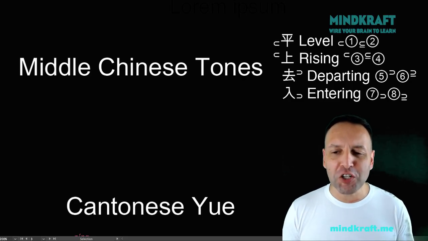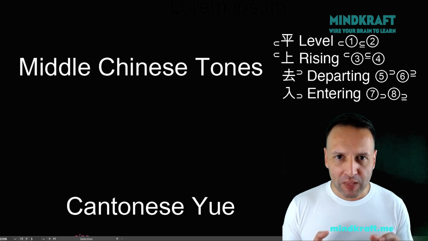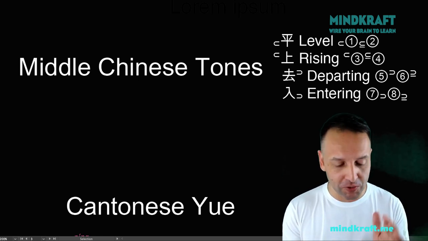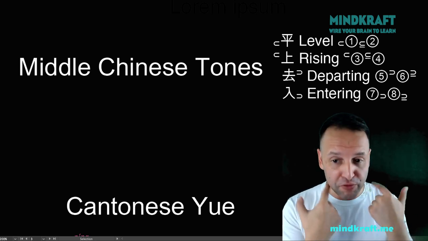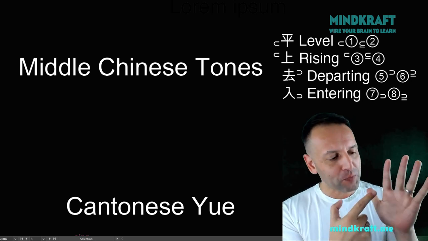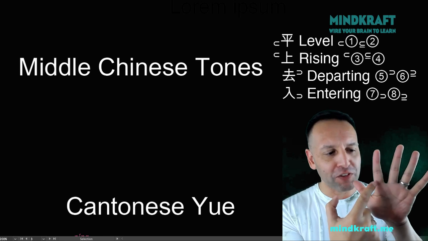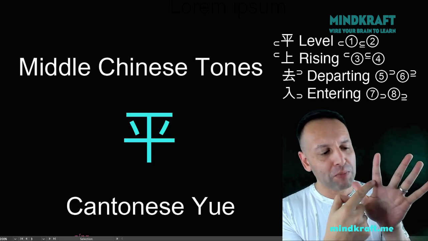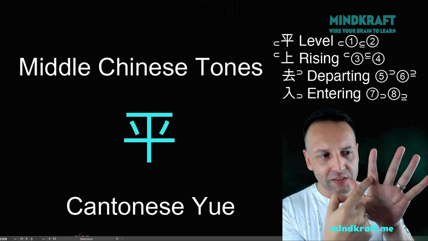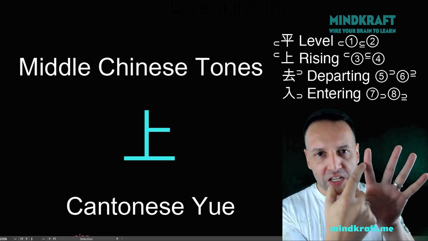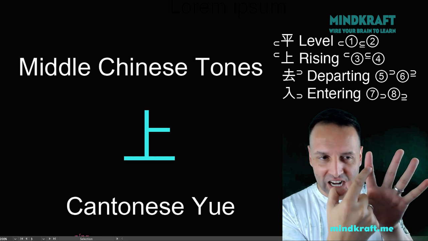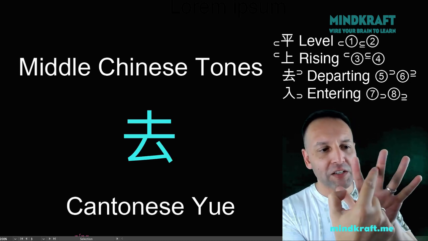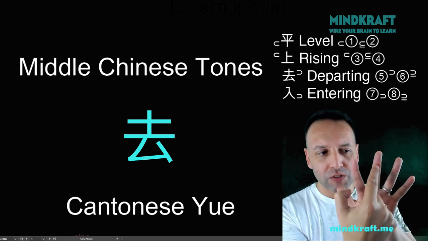Okay, so traditionally in Middle Chinese. So we had Old Chinese, Middle Chinese. So Middle Chinese, you had tones. And these evolved from throat positions. But they would say that you would count them on your finger. So if you look at these notches on your finger, this would be level or ping. This here would be shang. This one here would be chu. And this would be ru.